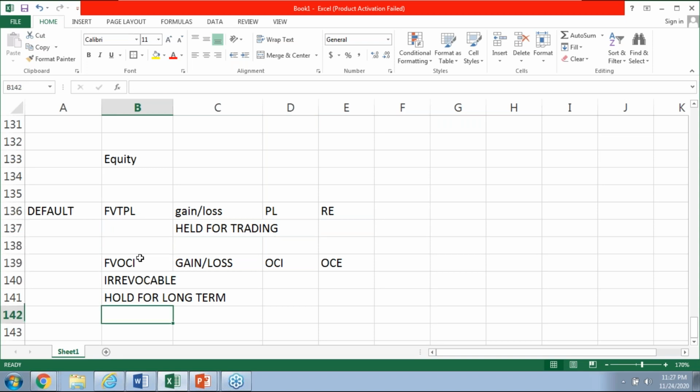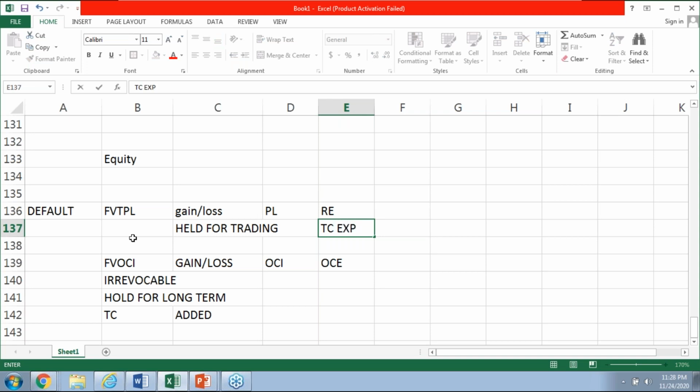Now, what about the measurement? In this category, you have to add the transaction cost. So whatever the cost of the shares, you have to add the transaction cost. But in the other category, transaction cost should be recognized as an expense. So simply we capitalize the transaction cost in this category and we charge it as an expense in the other.